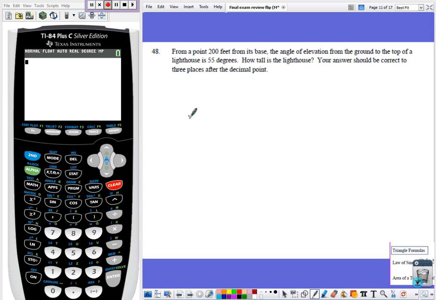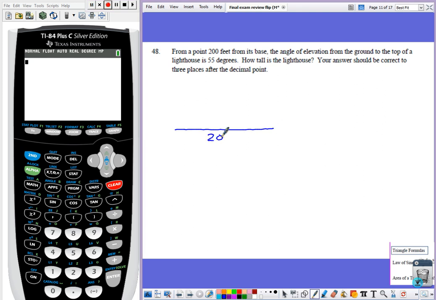Alright, this says from a point 200 feet from its base. What is the base? From a point 200 feet from the base, the angle of elevation from the ground to the top of a lighthouse. Alright, we've got the base of a lighthouse, and the top, the light's coming out. That is our lighthouse. From the base, 200 feet. Okay, angle of elevation is 55 degrees.